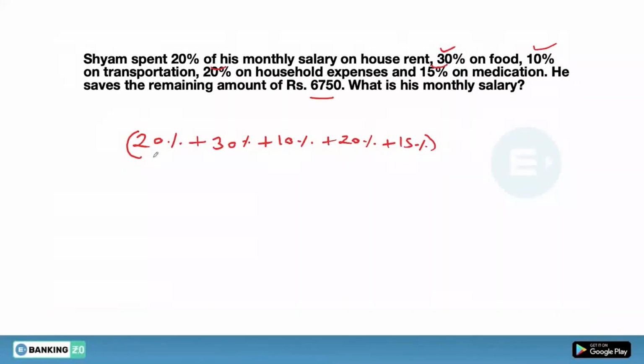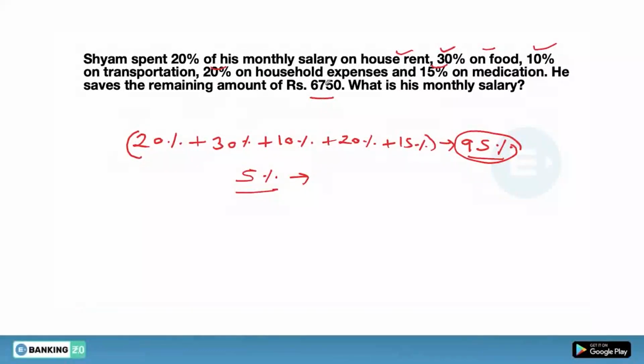Now as you can see, the total percentage of it would give you what? 30 plus 20 plus 10, it would give you 60 plus 20, 80 plus 15, that is 95%. So 95% of his total salary is spent on what? On his house rent, food, transportation, household expenses, and on medication. So what is left? We are left with the 5% part.